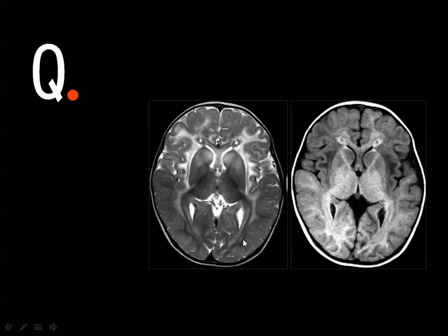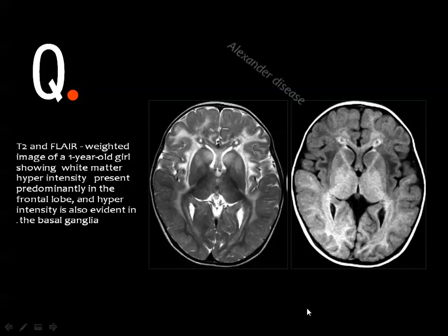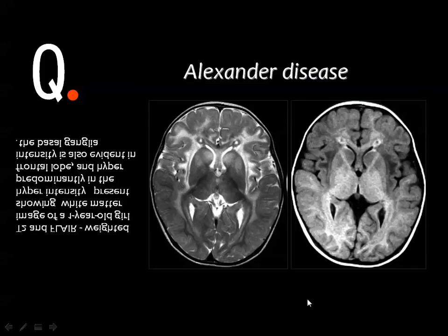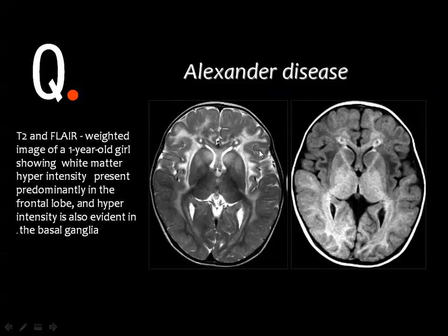This is T2 and T1 post-contrast, or maybe pre. Okay, what do you think? Alexander disease, because of the frontal white matter distribution. I have said that if you see white matter changes predominantly affecting the frontal lobes, then you may think of Alexander disease. And Alexander disease is one of the leukodystrophies that can show contrast enhancement.